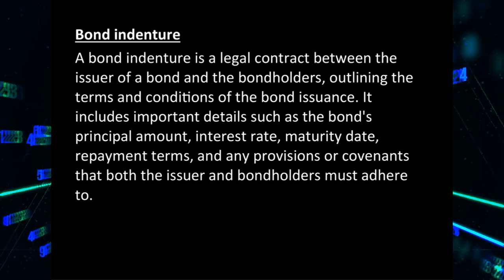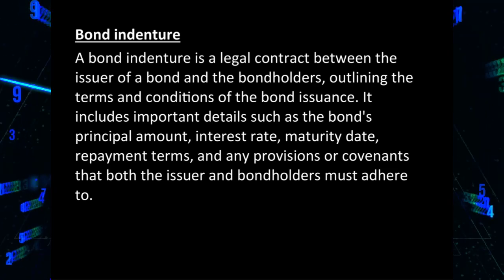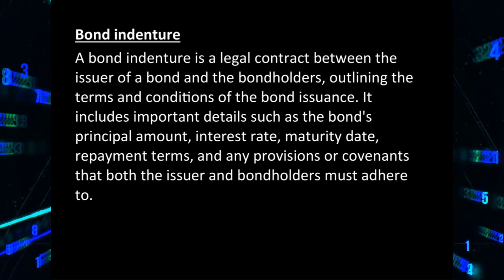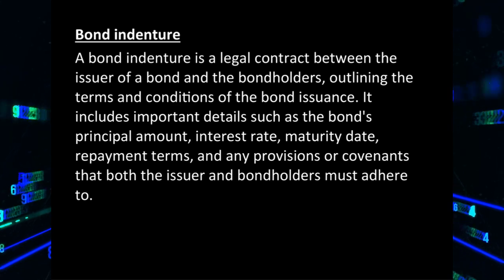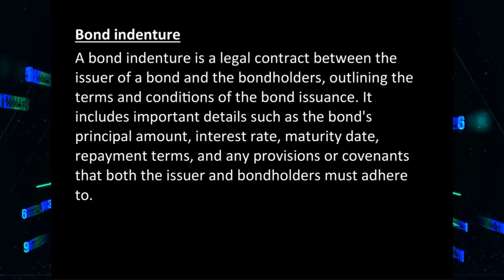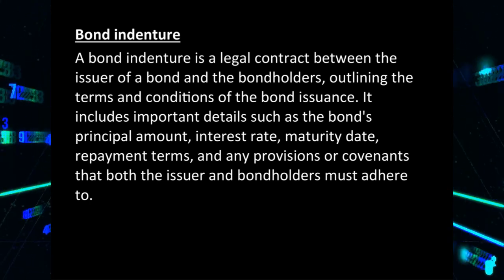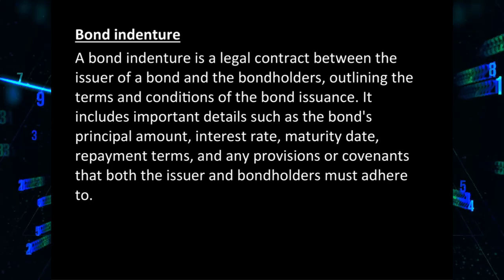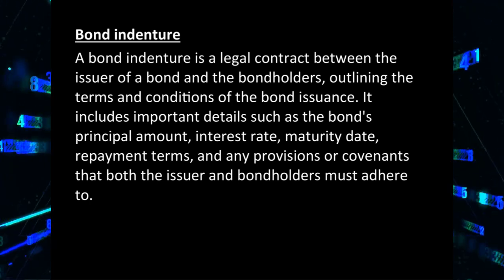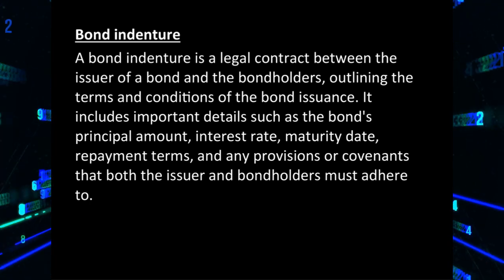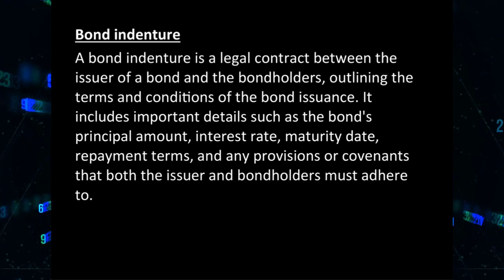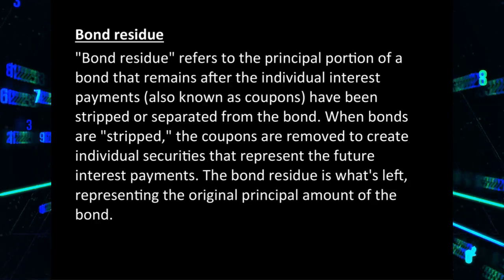Bond indenture. A bond indenture is a legal contract between the issuer of a bond and the bondholders, outlining the terms and conditions of the bond issuance. It includes important details such as the bond's principal amount, interest rate, maturity date, repayment terms, and any provisions or covenants that both the issuer and bondholders must adhere to. The indenture provides a clear framework for the relationship between the issuer and bondholders, ensuring that both parties understand their rights, responsibilities, and obligations throughout the life of the bond. It is a crucial document that safeguards the interests of both parties and helps maintain transparency and consistency in the bond agreement.